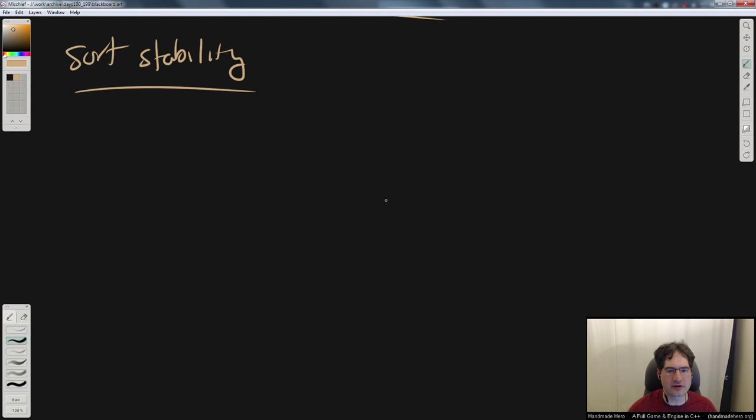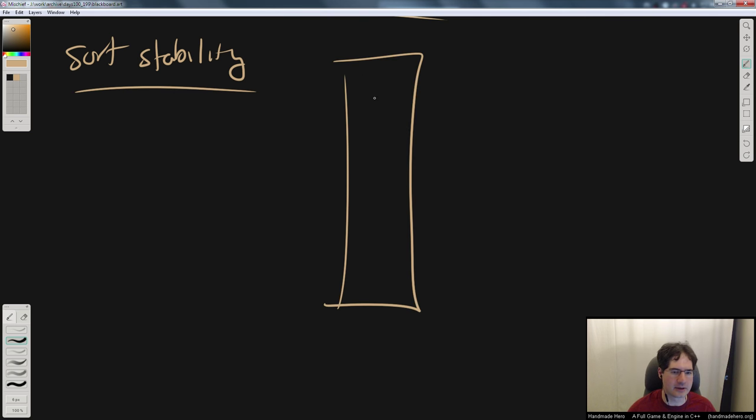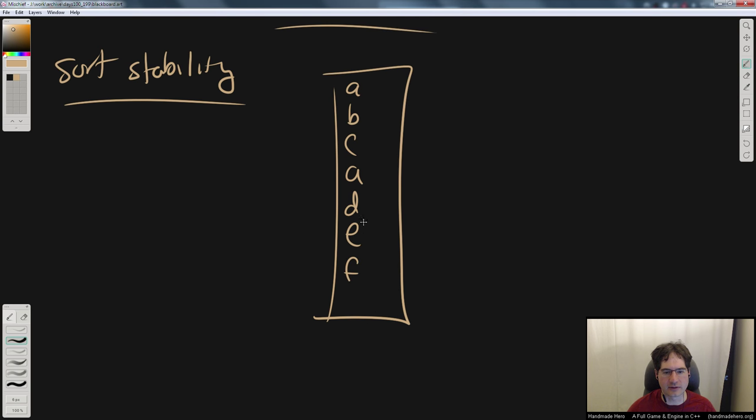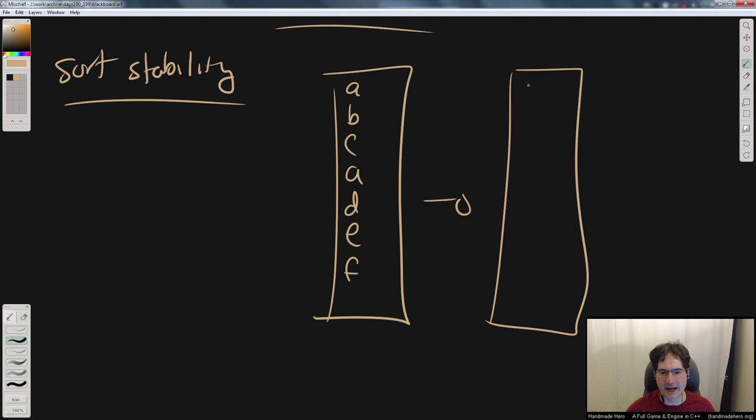So sort stability just means that if I am going to take some input, right? And the input looks like A, B, C, A, D, E, F, or something like this. Imagine I have this, and I say I want this sorted. Well, all of the sorts will always give you back A, A, B, C, D, E, F, okay? So every single sort that we're gonna use would do this for you, no problem. But the question is, which order do the A's come in?